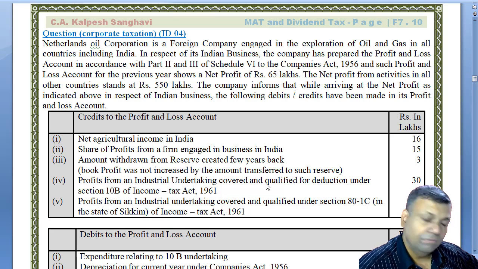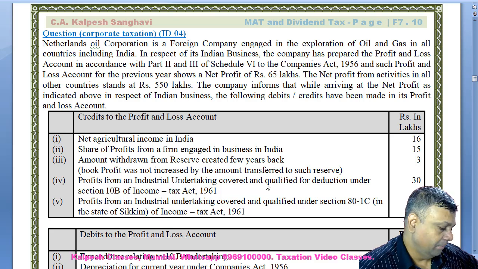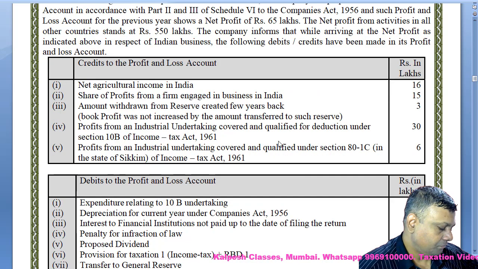Amount withdrawn from a reserve created a few years back. Book profit was not increased by the amount transferred to such reserves. Profits from an industrial undertaking covered and qualified under Section 10B of the Income Tax Act. Profit from an industrial undertaking covered and qualified under Section 80IC in the state of Sikkim of the Income Tax Act.